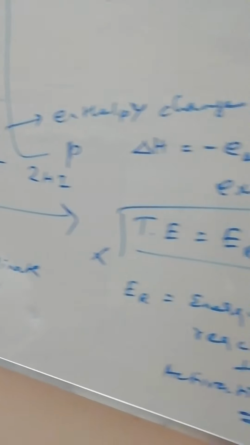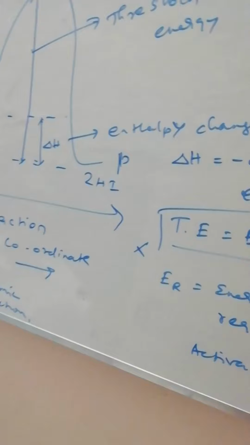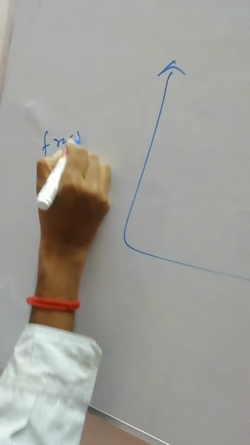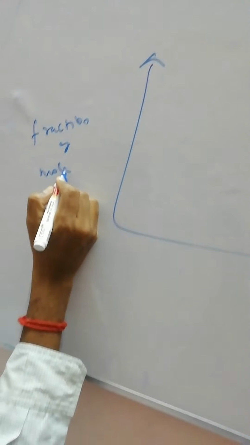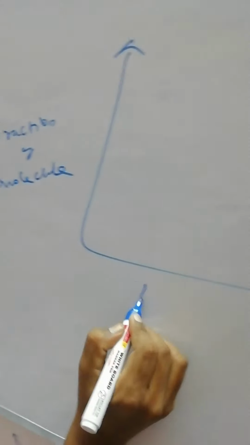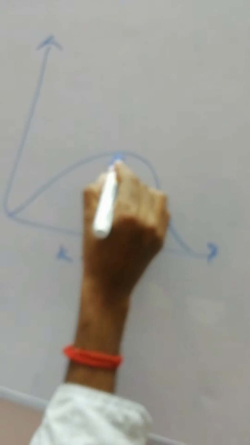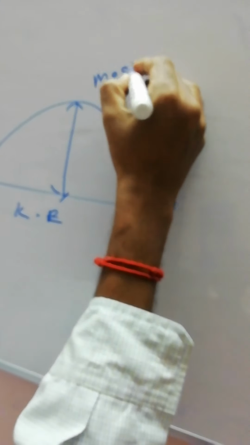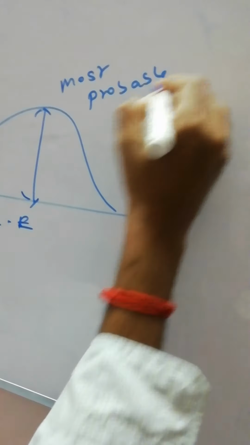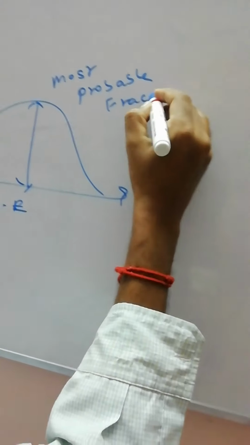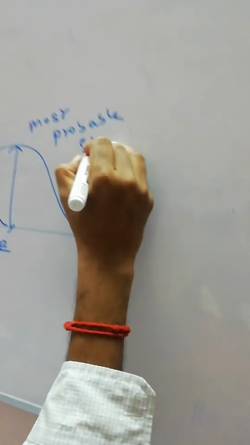Okay, I explained threshold frequency and threshold energy for potential energy. Next one is fraction of molecule versus kinetic energy. The graph is going like this. This is the most probable kinetic energy, the most probable fraction of molecules, the most probable state.